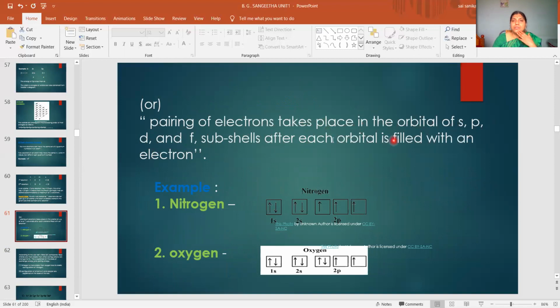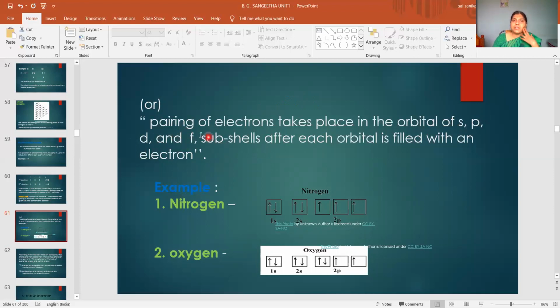So first of all, you should know the difference between orbit, subshell and orbital. In an orbit, you have subshells. In subshells, you have orbitals. So s, p, d, f, these are the subshells. Again, you have the s subshell, s orbital; p subshell, p orbitals; d subshell, d orbitals; f subshell, f orbitals, like that.